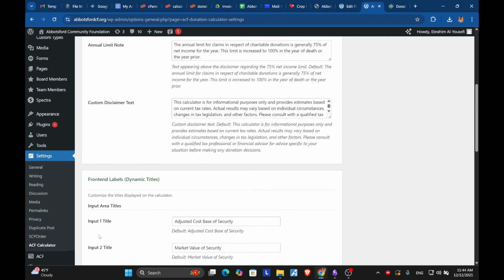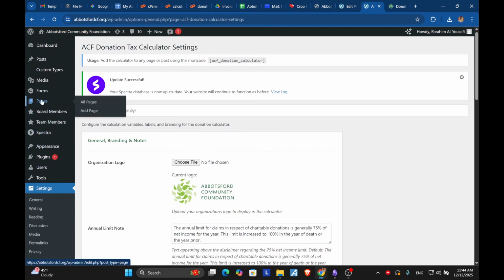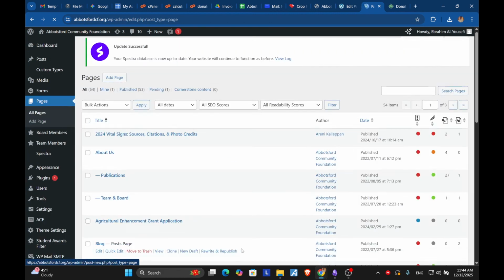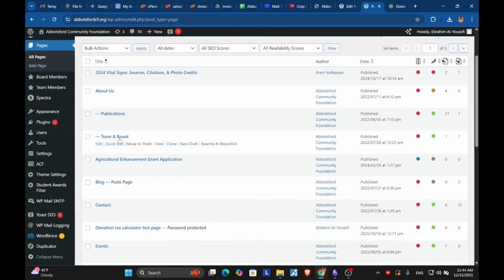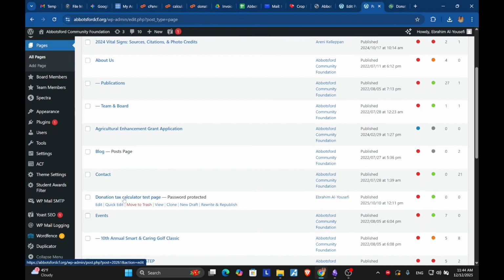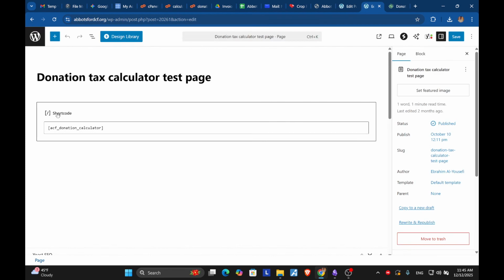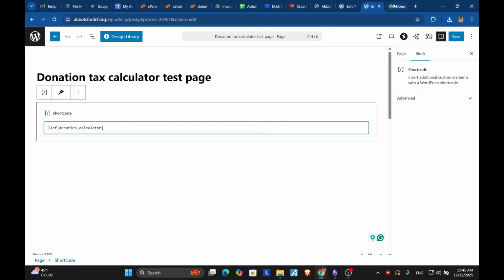Now, as for how to add the component to new pages, you go to the page you'd like to change. So right now I've placed it in the tax calculator test page. You guys can delete this page later on. So you simply add a short code, and in this short code you add square brackets, and then ACF underscore donation underscore calculator. And that's basically it. That's how you add the component to new pages.